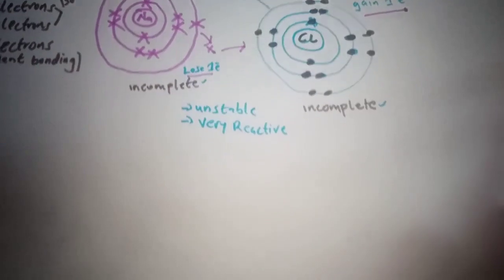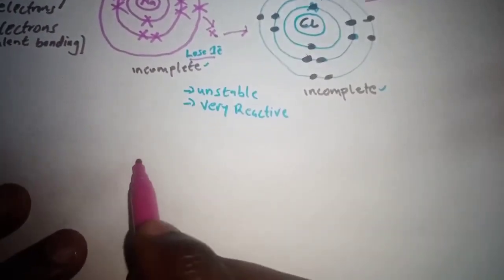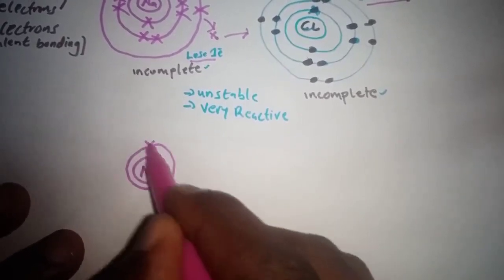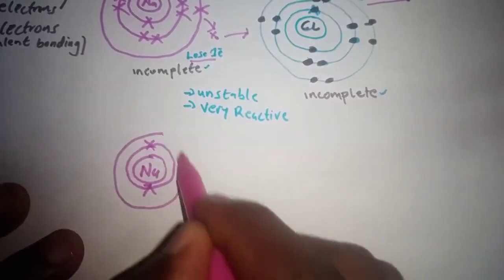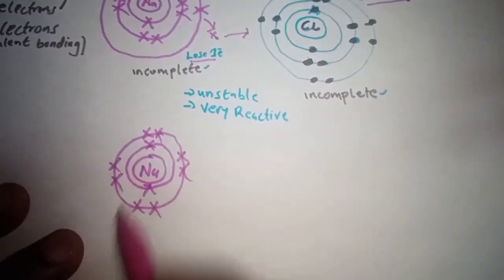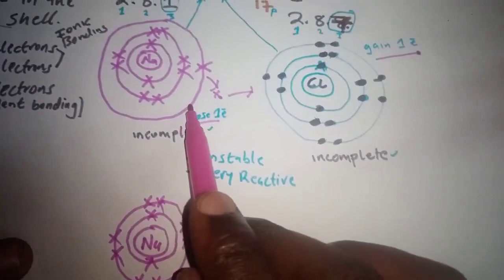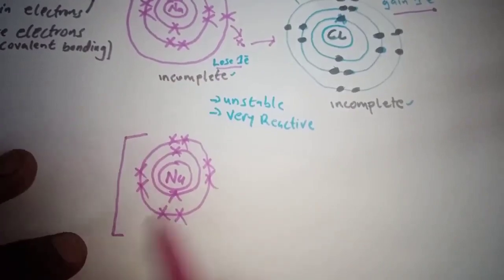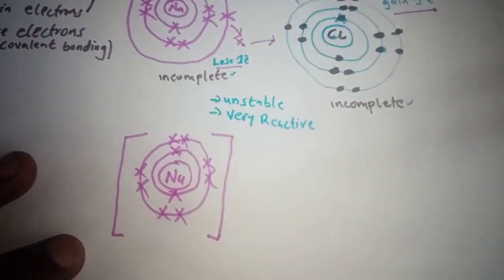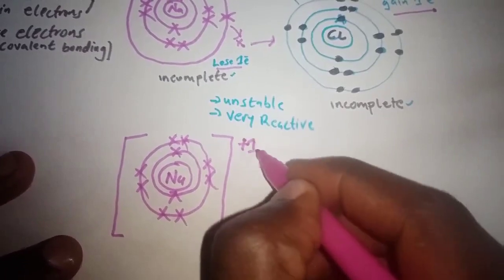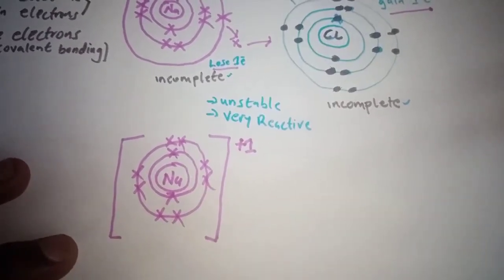So let's look at what will happen. Okay, so you have sodium. The first shell has got 2 electrons, and the second shell has got 8 electrons. We are not going to write the last shell because it's going to lose this electron, so we just end it here. Then how many electrons has it lost? 1. So we just say it has lost 1 electron. We write plus whenever it loses, so plus 1.